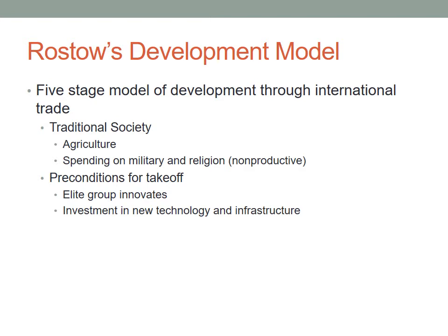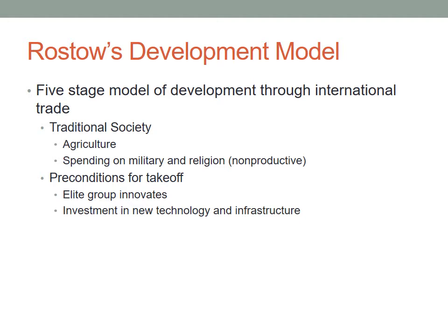The first stage is traditional society. That's at the very beginning, before any attempts at growing the economy occur. You're thinking of some of our early societies here. You're not going to find very many traditional societies left in the world. Then you have the preconditions for takeoff. That's the second stage of Rostow's model. Here you have either an elite group of individuals, members of the government, or even foreign businesses that decide, hey, something in this country is worth investing in and innovating. And so they pick what that is going to be and start investing in that technology and in that infrastructure.